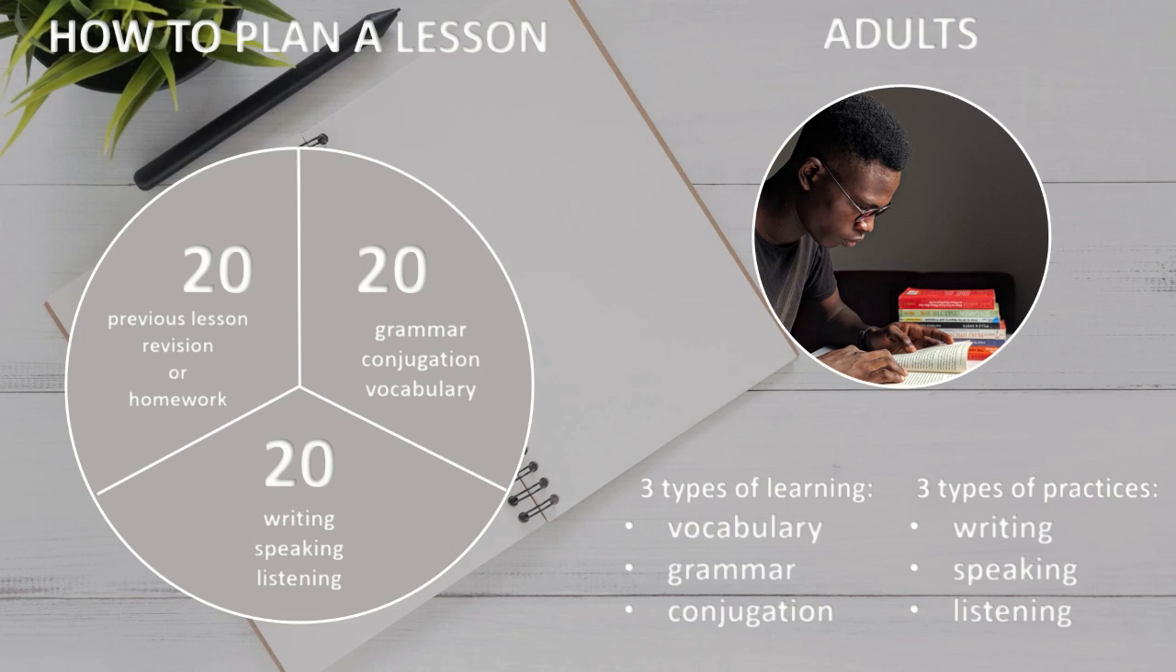Depending on your student's level, you can just decide what is best for them, but you can mix it up that way. What's best is to keep that 20-20-20 rule, because the lesson is more dynamic and it splits the lesson into different things to do rather than just one lesson focused on something.